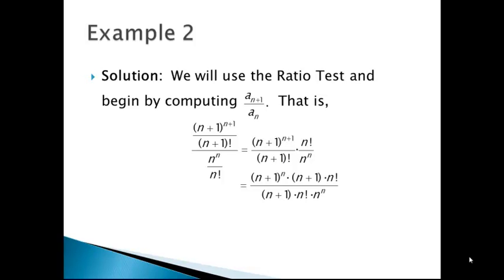In the denominator, n plus 1 factorial is the same as n plus 1 times n factorial. After simplifying, the n plus 1's cancel and the n factorials cancel, leaving us with the quantity n plus 1 to the nth power divided by n to the nth power. Since both the numerator and the denominator have powers of n, we can condense this to be the quantity n plus 1 over n to the nth power. If you divide each term in the numerator by n, that reduces further to 1 plus 1 over n, all raised to the nth power.